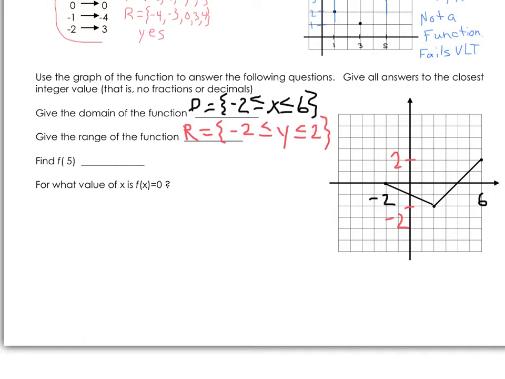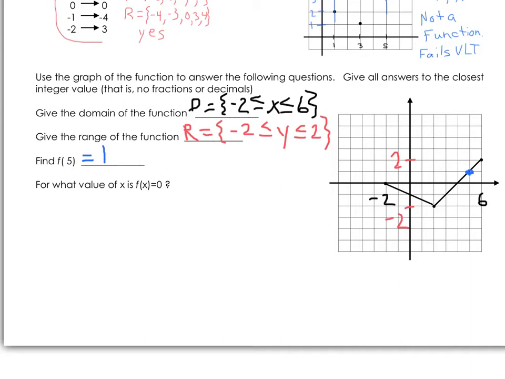Find f of 5. What is the function evaluated at 5? So x is 5. 1, 2, 3, 4, 5. There's our graph, f of 5. This is the point (5, 1). So f of 5 is 1.